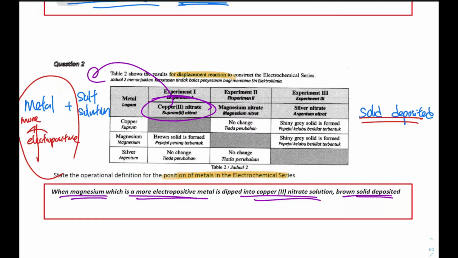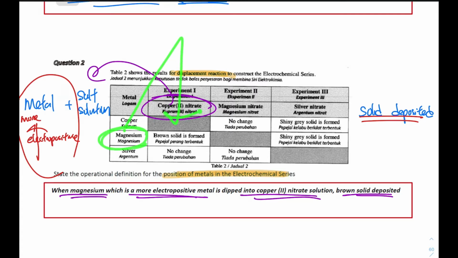So you see, from my statement, I tell people that as long as I'm adding a more electropositive metal into a salt solution, metal will be deposited. So I can also make another similar answer, like this. When a more electropositive metal like copper is added into silver nitrate solution, what happened? Shiny grey solid deposited. Can you see? As long as a more electropositive metal is being added into the salt solution, solid deposited. Next experiment.